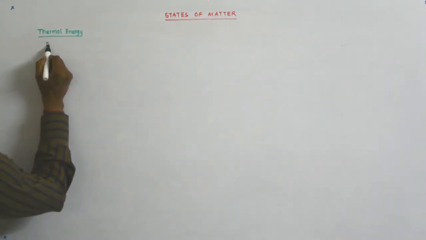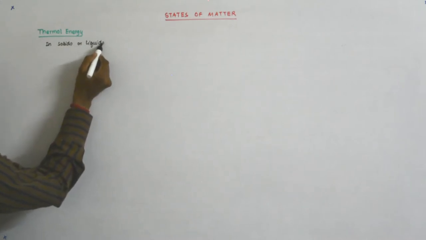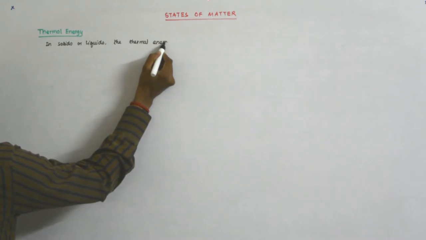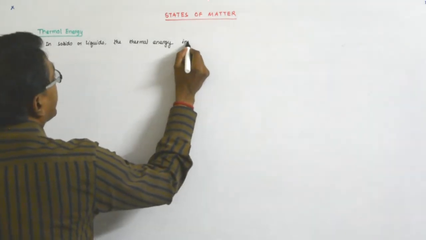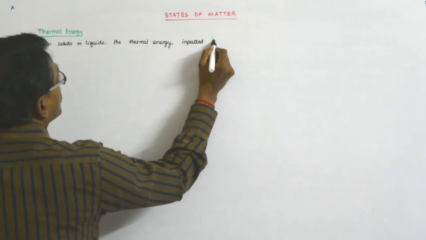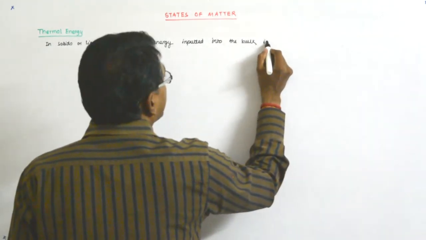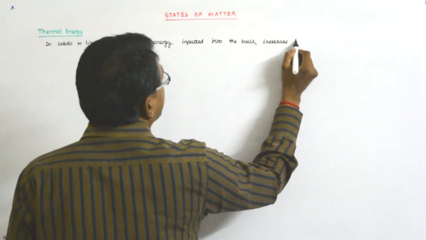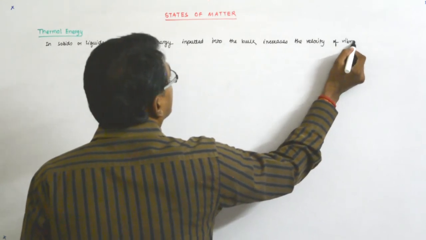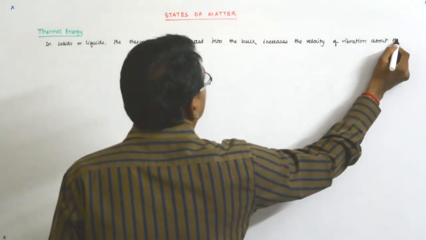So in solids or liquids, the thermal energy inputted into the bulk increases the velocity of vibration about the mean position.